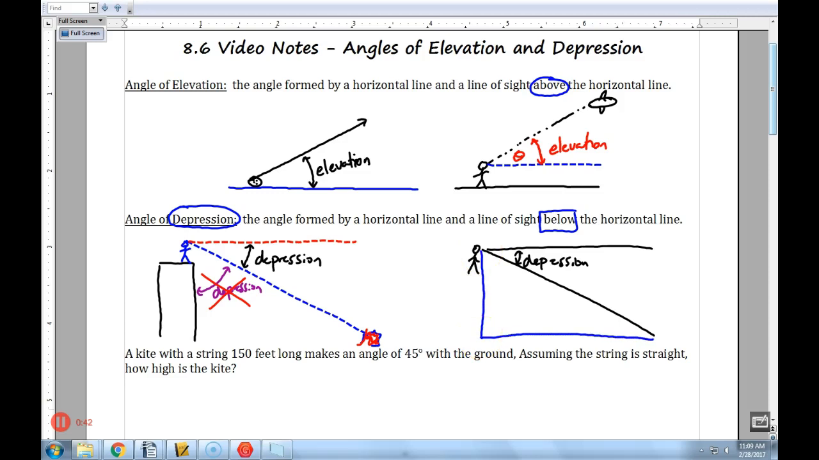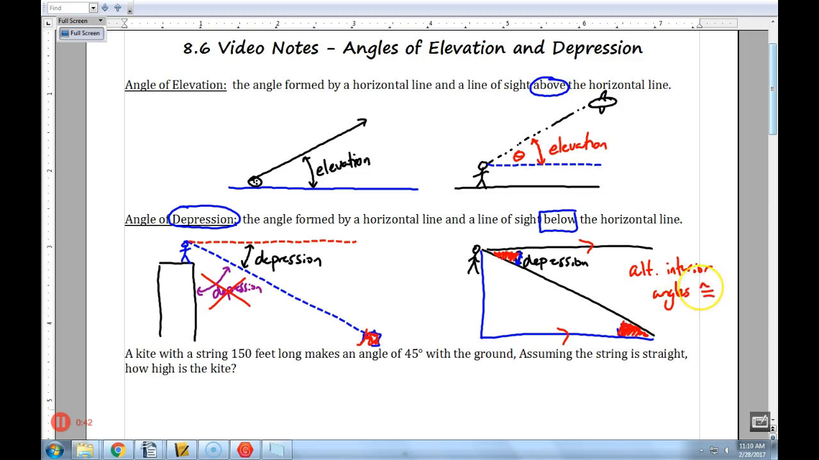And because of parallel lines, you'll notice this angle of depression has to match this angle down here because they are alternate interior angles. Remember back in chapter 3, if you have a set of parallel lines and a transversal cutting through, that this angle right up here, the angle of depression, is actually going to be this angle down here. So we're going to use that fact, the alternate interior angles, later on when we solve some of these problems. So alternate interior angles.